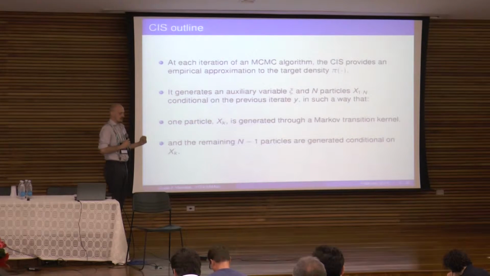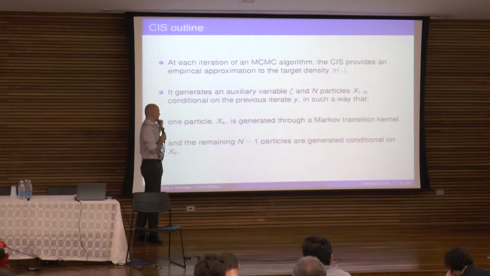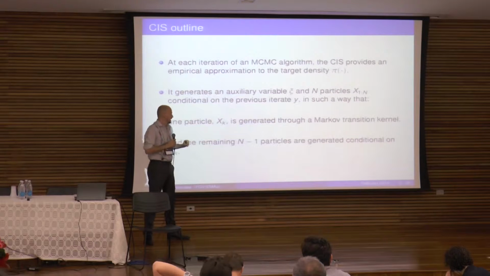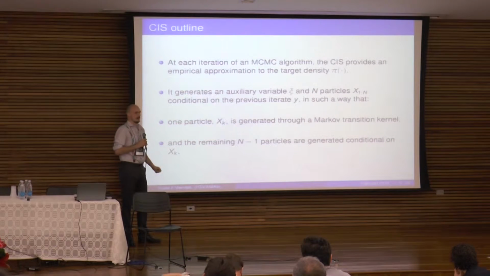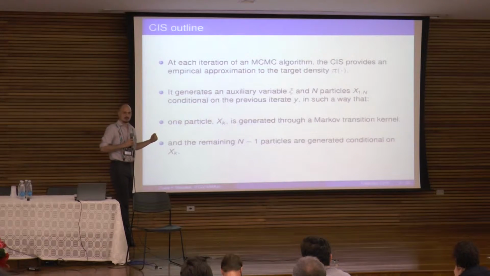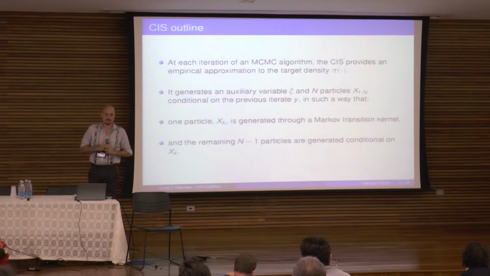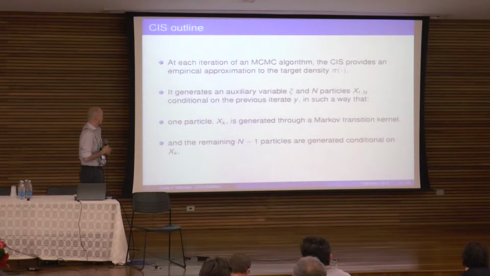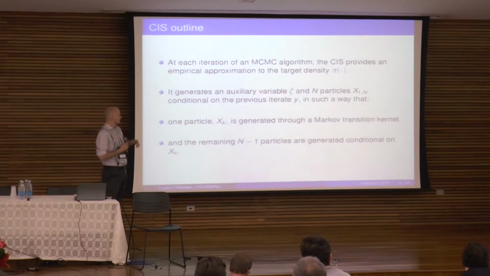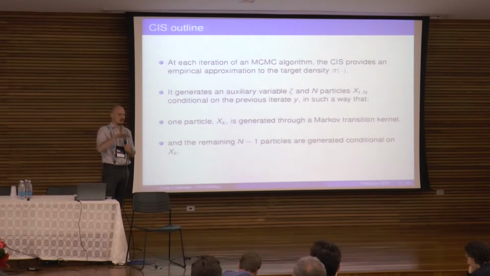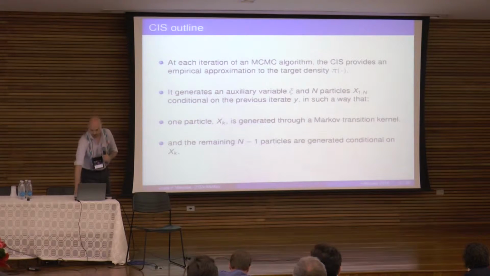At each iteration of the MCMC algorithm, we will sample one particle xk conditional on the current value of my chain. Then I will sample the remaining n-1 particles conditional on this xk. I also introduced a new auxiliary variable called xi that will help in bounding the weights and also help with the local exploration of the method.